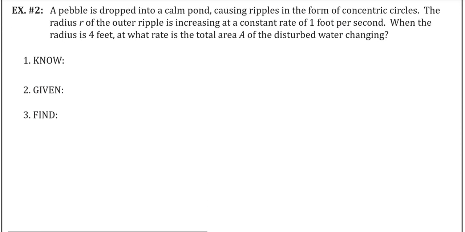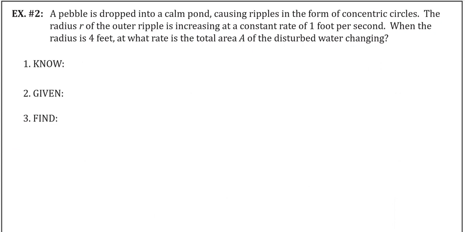Okay, next example. This is a more typical example. A pebble is dropped into a calm pond, causing ripples in the form of concentric circles. The radius r of the outer ripple is increasing at a constant rate of 1 foot per second. When the radius is 4 feet, at what rate is the total area of disturbed water changing? So looking at our picture, we have where the pebble went in, and then we have a concentric circle, and then another one.